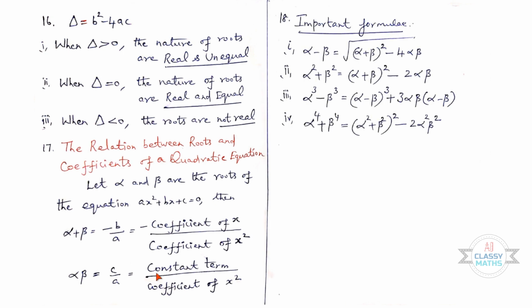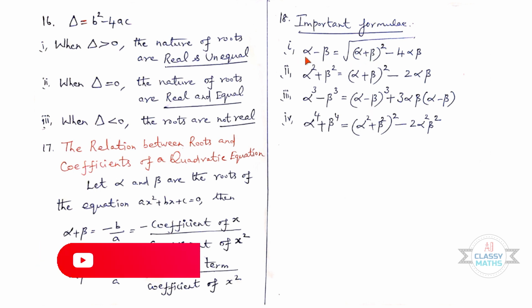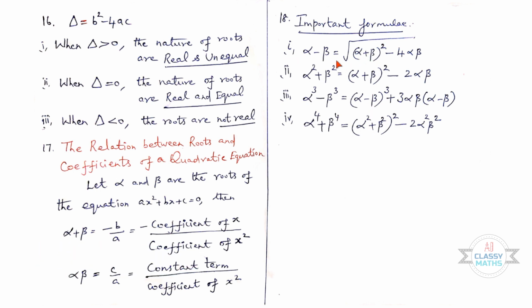18th one, important formula. In the formula problems use பண்ணிக்கலாம். First one, alpha minus beta is equal to square root of alpha plus beta the whole square minus 4 alpha beta. Second one, alpha square plus beta square is equal to alpha plus beta the whole square minus 2 alpha beta.